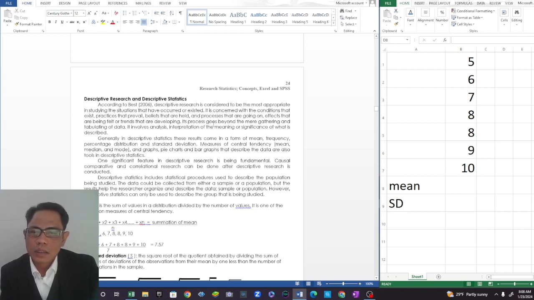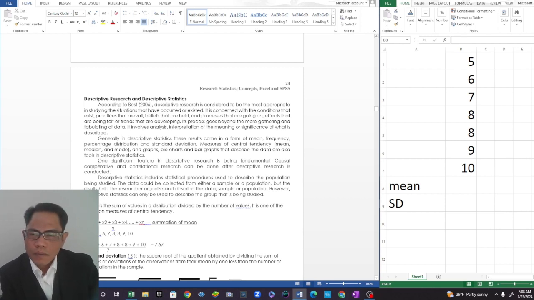It is a process that goes beyond mere gathering and tabulating data. It involves analysis and interpretation of the meaning or significance of what is being described. Generally, in descriptive statistics, these results come in the form of mean, frequency, percentage distribution, and standard deviations. Measures of central tendency like mean, median, and mode, and graphs, pie charts, and bar graphs that describe the data are also tools in descriptive statistics.